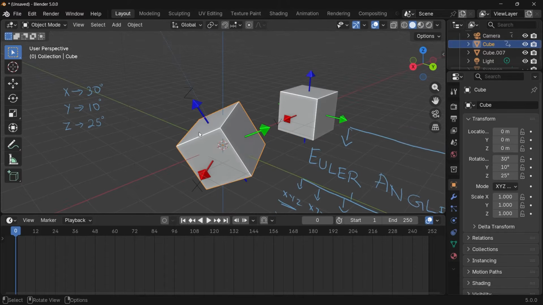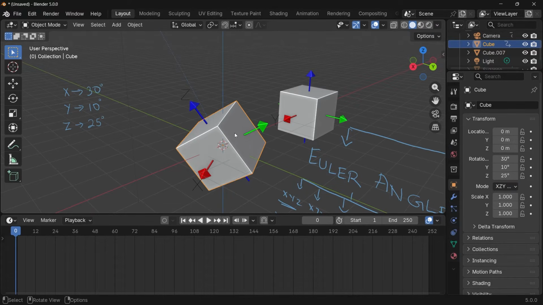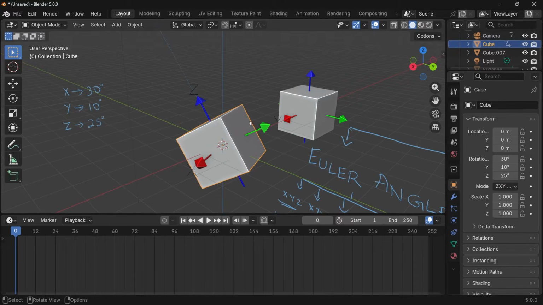In fact, if we were to take this and have the exact same rotations, but just change the order in which we're doing this, so instead of x, y, z, we do x, z, y, you see it does cause some sort of a change. And changing these modes changes the final look of this because it's changing the order in which it's doing this, which as we saw does change the final way in which this is going to rotate.